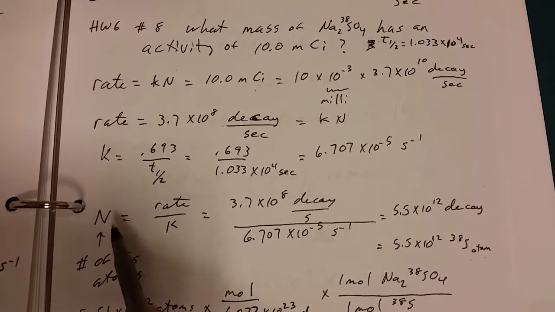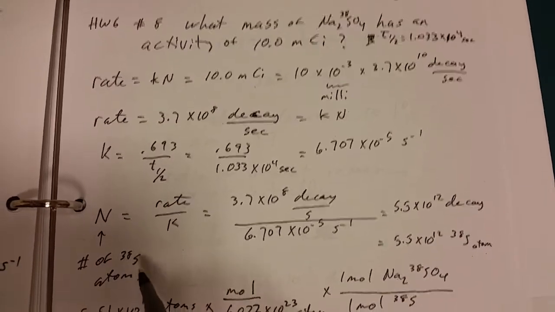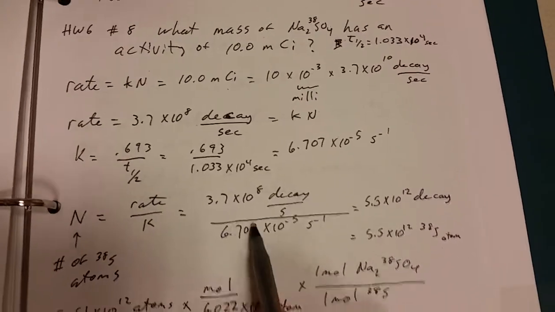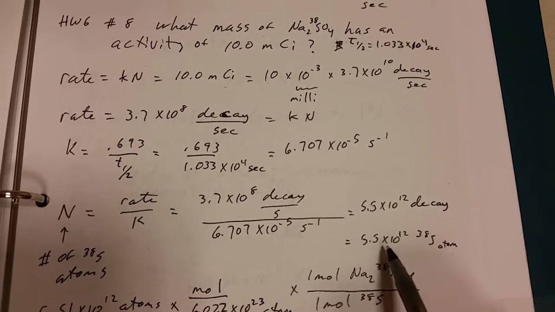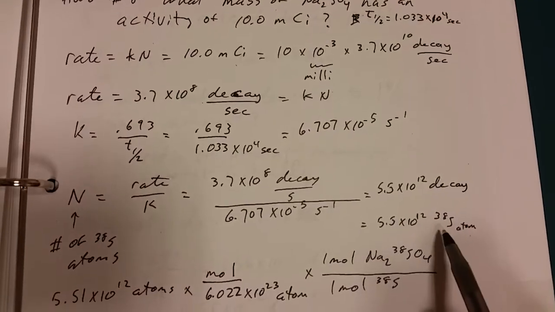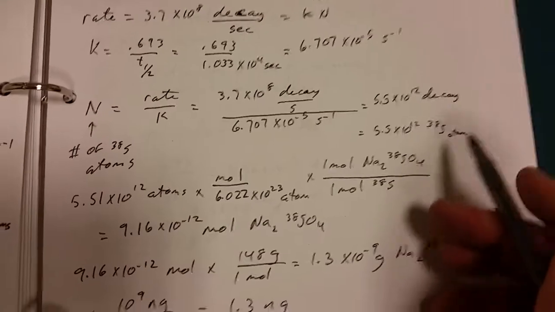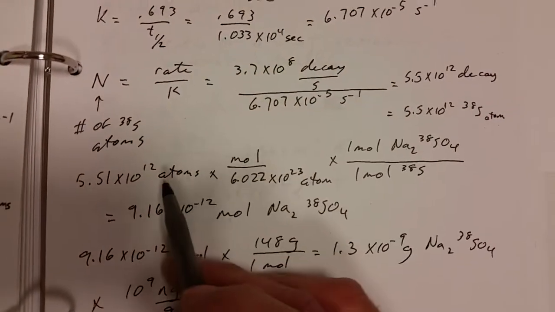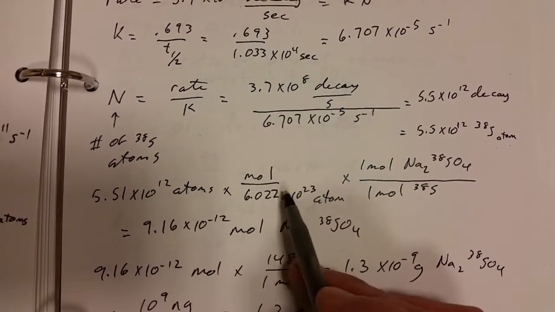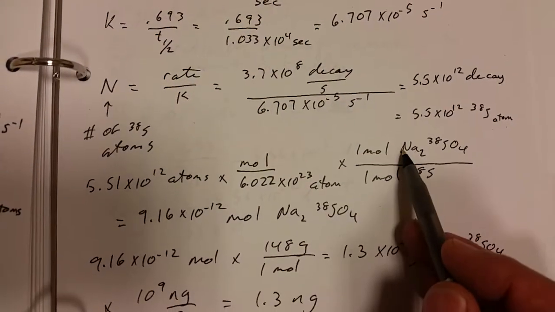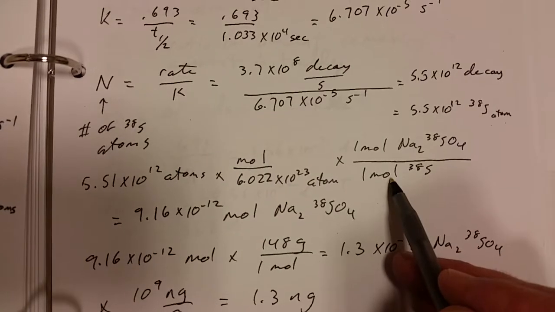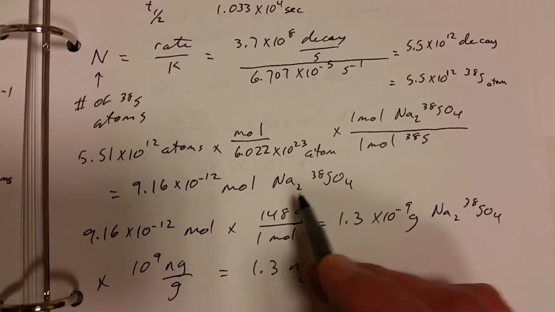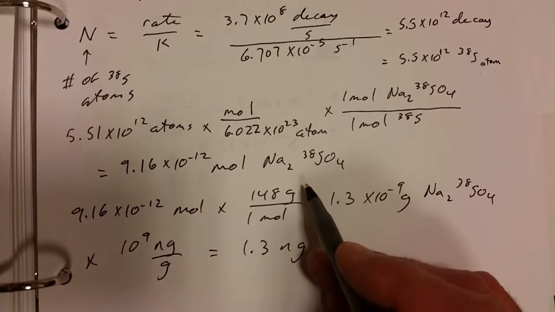Now we can find the N value, which is the number of S38 atoms, and that equals rate over k, and we get 5.5 times 10 to the 12th S38 atoms. But now here we have to do stoichiometry and convert this into the mass of sodium sulfate. So this many atoms converted to moles times the mole ratio of sulfur in that compound, which is 1 to 1, gives us the moles, 9.16 times 10 to the minus 12 of sodium 38 sulfate.